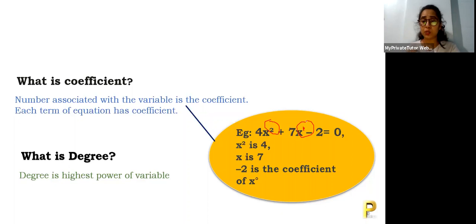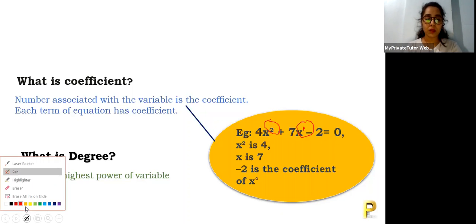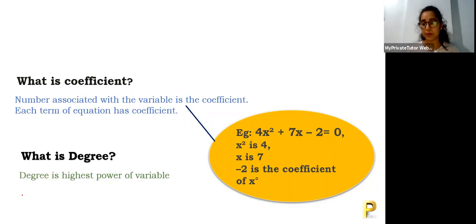So if you check these equations, what is the highest number you can see with the variable as the power? You can see 2. In this example, 2 is the highest number you can see. Like if you talk about x to the power 0, or x to the power 1, or x to the power 2, which is the number which is the highest? 2 is the highest. So 2 is considered to be the degree of this equation.